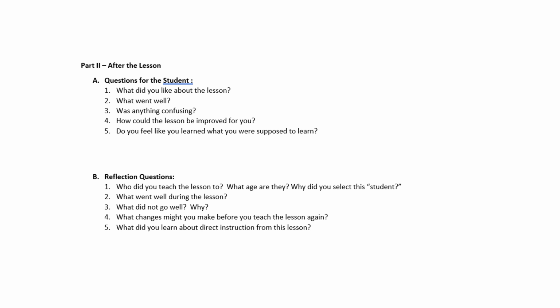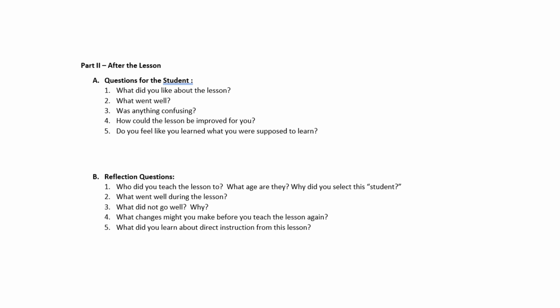So that's part 1, planning the lesson. After the lesson, you're going to practice and then teach it to an appropriately aged student. Again, this student can be an adult, it could be a child. Remember to get parental permission if you're teaching a child.